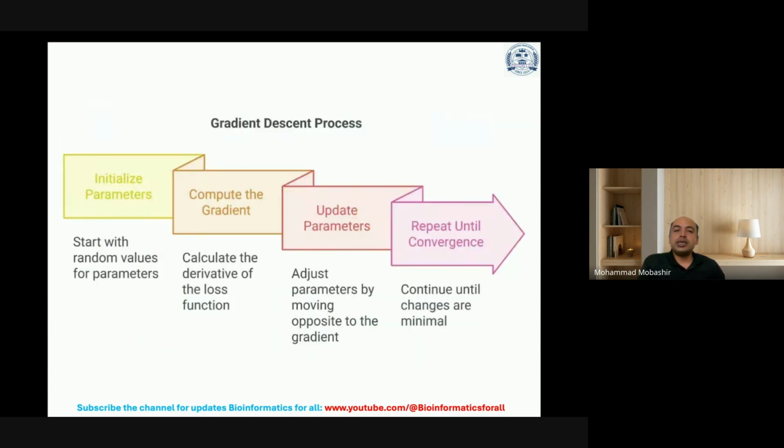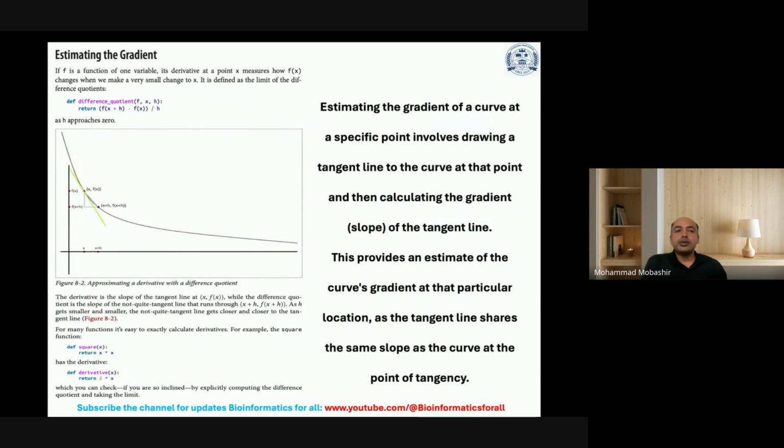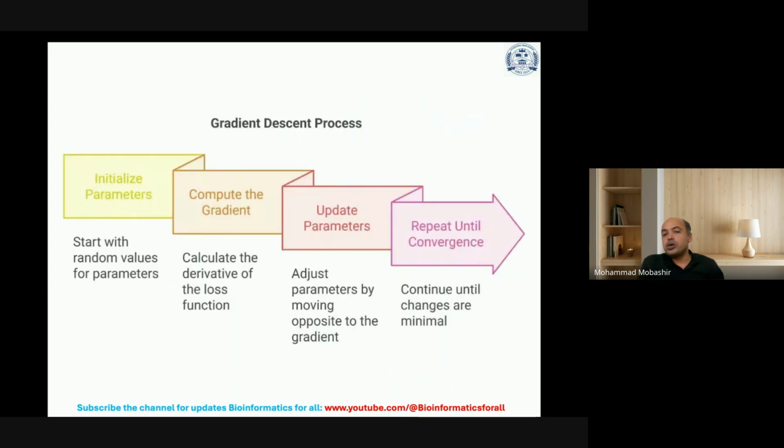So how does the gradient descent process work in general? The first step is to initialize the parameters. Start with random values for the parameters. Then compute the gradients, that is, calculate the derivatives of the loss function. Then update the parameters, that is, adjust the parameters by moving opposite to the gradient. Then repeat until it converges, so continue until changes are minimal. Basically, this is the final goal.